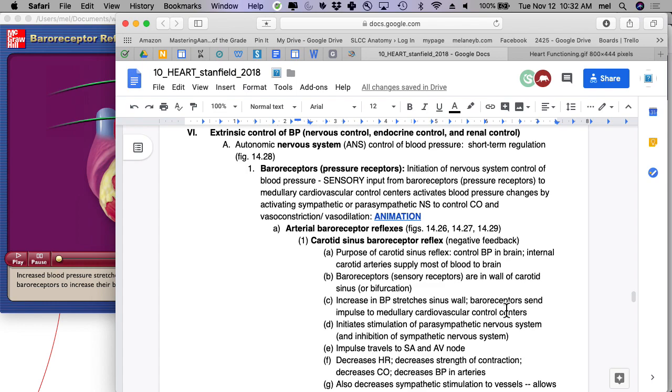Parasympathetic nervous system. If, however, what you detected in the aortic arch and the carotid sinus was low pressure, send different sensory input to the same place, the medulla oblongata, and it takes that sensory input and decides to do what? Sympathetic nervous system, yes? So let's watch an animation about that.